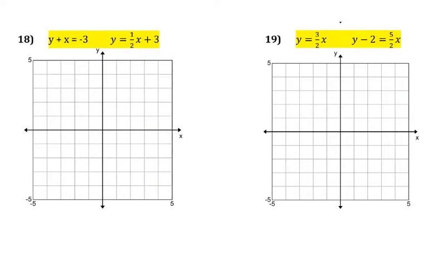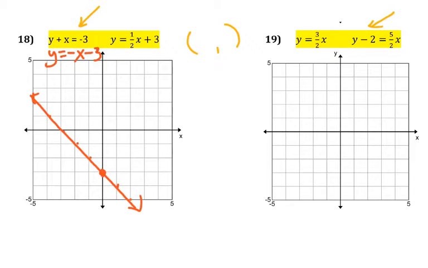Okay, the last two questions, same thing. You're going to graph these lines and find the solution. You'll notice that there's a couple of equations right there and right there that you're going to have to solve for y. So go ahead and pause the video and make sure you've got everything written down, and then graph the equations and write the solution as an ordered pair.